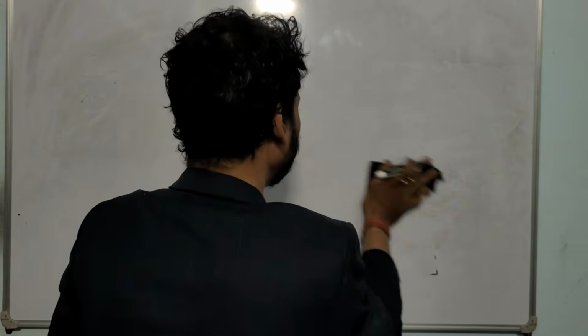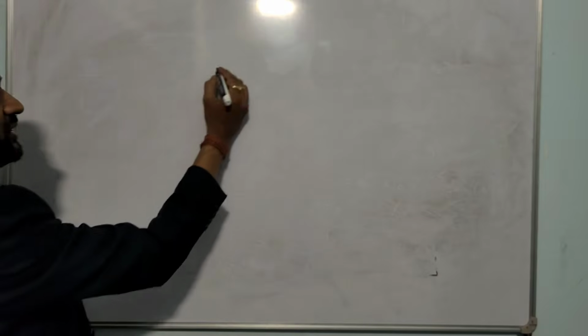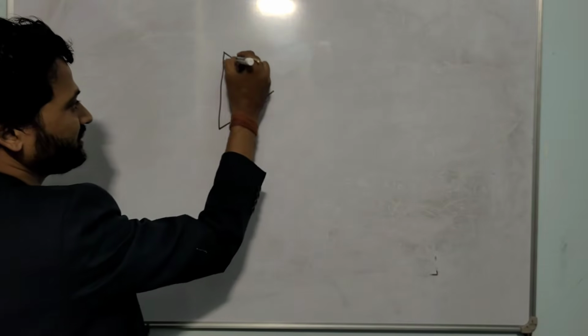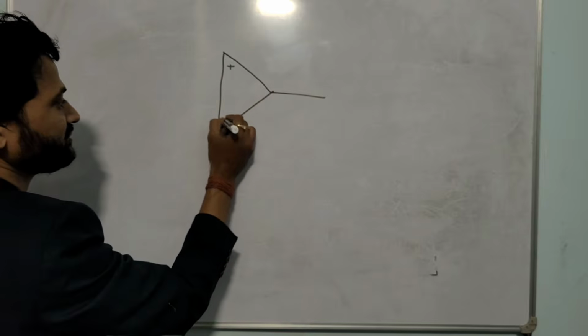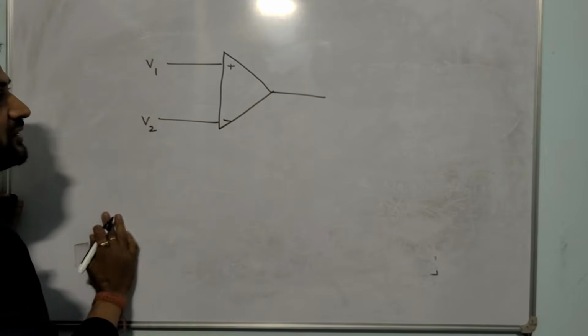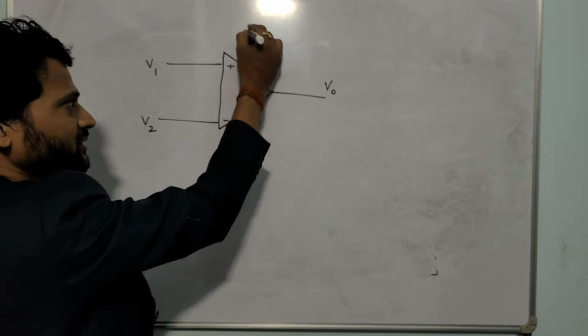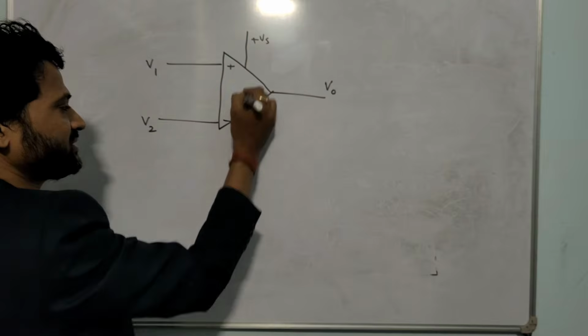नेक्स्ट इज इन्वर्टिंग नॉन इन्वर्टिंग. क्या है? देखो, इन्वर्टिंग नॉन इन्वर्टिंग क्या है? ये मान लो कि एक ओपाम है, ये प्लस एंड माइनस. दिस वन इज V1 एंड दिस वन इज V2. ठीक है, ये हो गया आपका आउटपुट. सप्लाई साइड में नहीं दे रहा हूँ. दिस इज प्लस VS एंड माइनस VS.